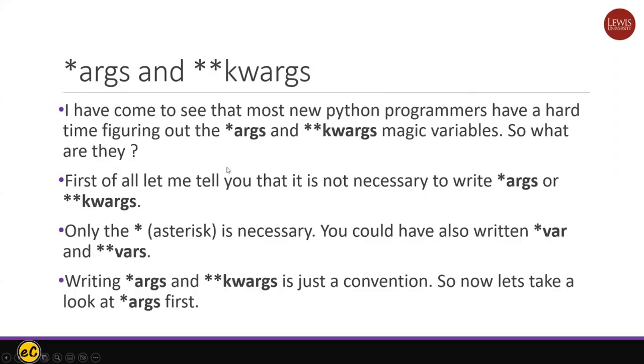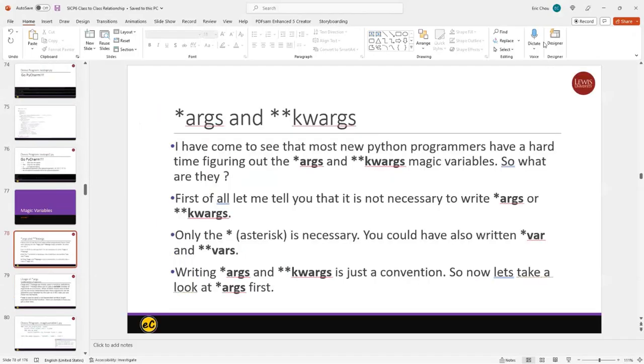Matching variables. These grouping functions are very important. Star arguments and star star keywords. Okay, let's talk about these functions: grouping of the parameters.